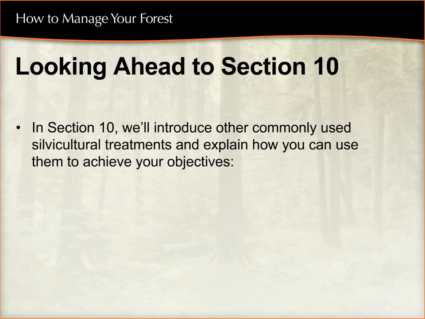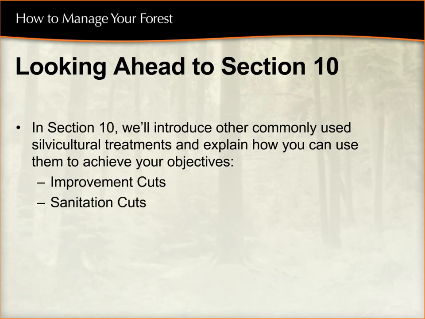In Section 10, we'll introduce other commonly used silvicultural treatments and explain how you can use them to achieve your objectives. These include improvement cuts, sanitation cuts, pruning, and forest fertilization.